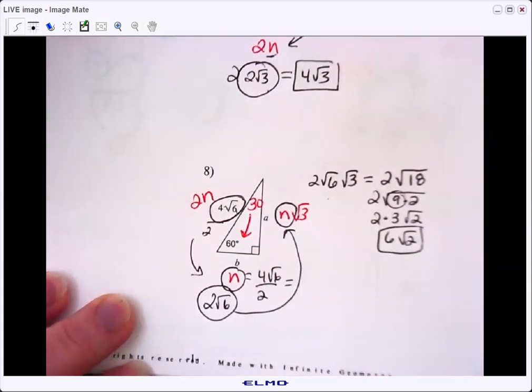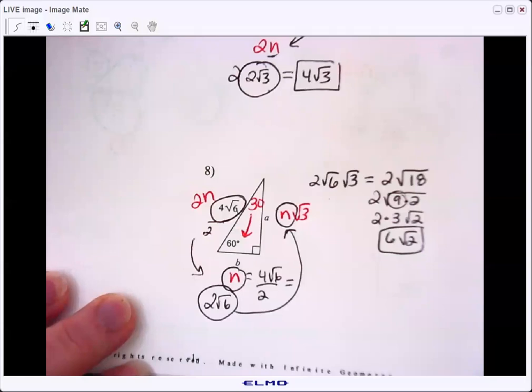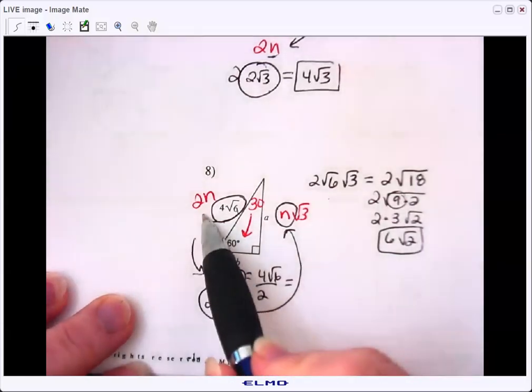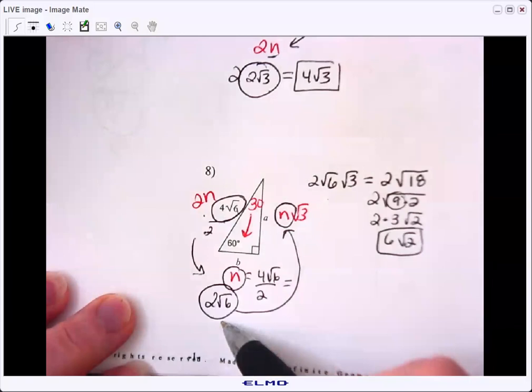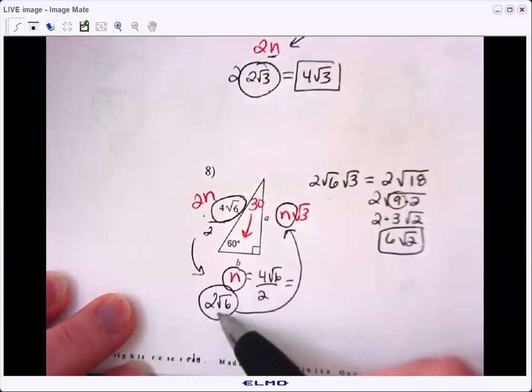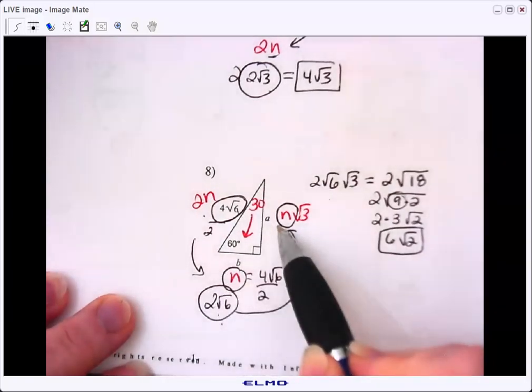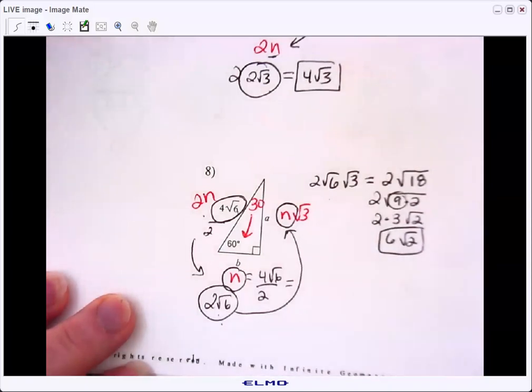But again, guys, it's the process. I had my hypotenuse, I divided by 2. I found n. Once I found n, I plugged it in next to my root 3, multiplied it by root 3, and simplified if I could. That's all there was.